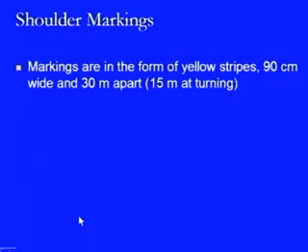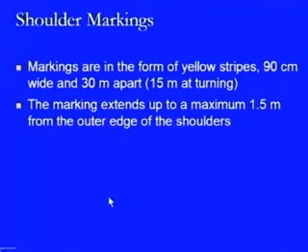Apart from these runway markings, another set of markings are shoulder markings. Here the markings are in the form of yellow strips, which are again 90 centimeters wide, and they are provided at a distance of 30 meters from each other, but at the point where there is a turning, these are provided at a distance of 15 meters. The marking extends up to a maximum of 1.5 meters from the outer edge of the shoulder. So, from the edge of the shoulder, it goes up to a value of 1.5 meters.